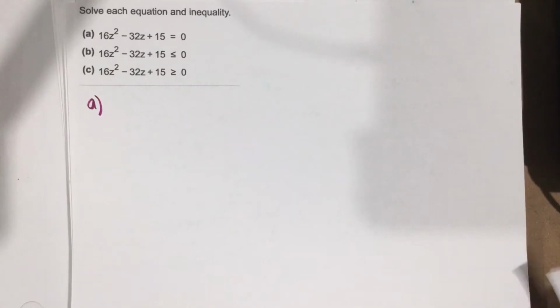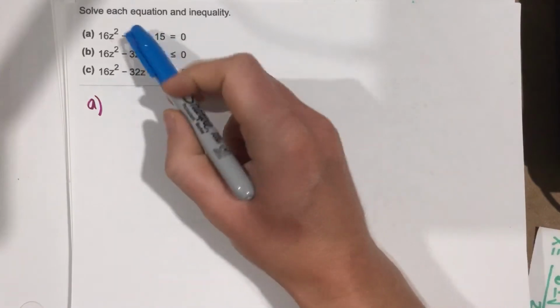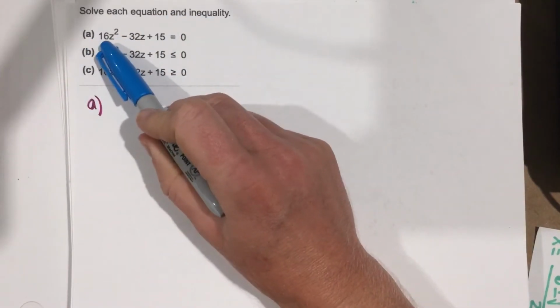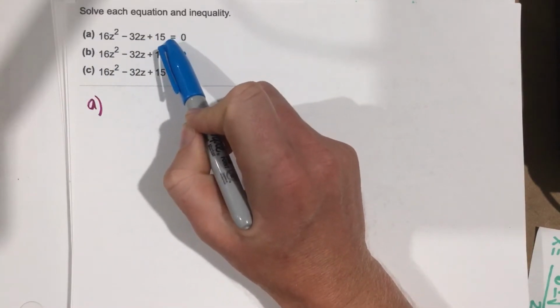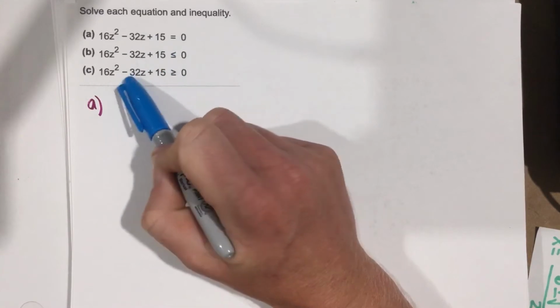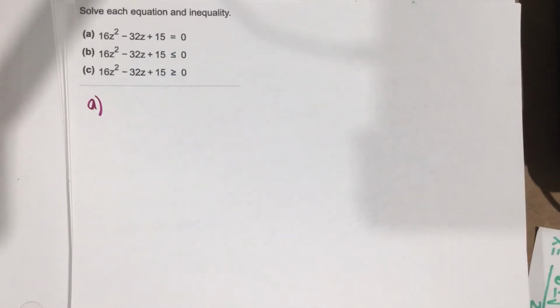This is problem number 1 from section 3.4. In this problem, they ask us to solve each equation and inequality. We have 3 parts. We have a quadratic equation, obviously just with an equal sign, and then we have a quadratic inequality with the less than and a quadratic inequality with the greater than. And when you look at this, you think this is going to take a lot of work.